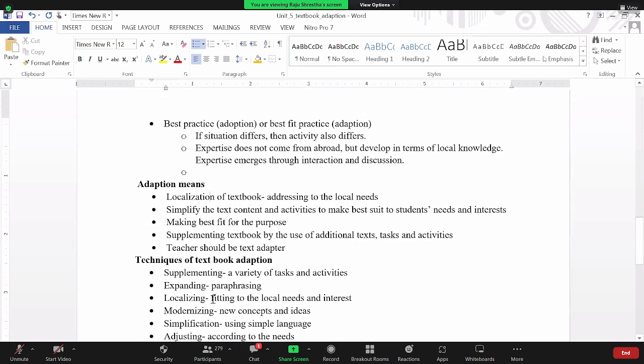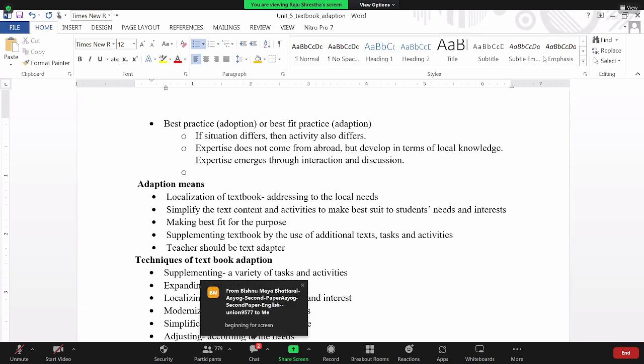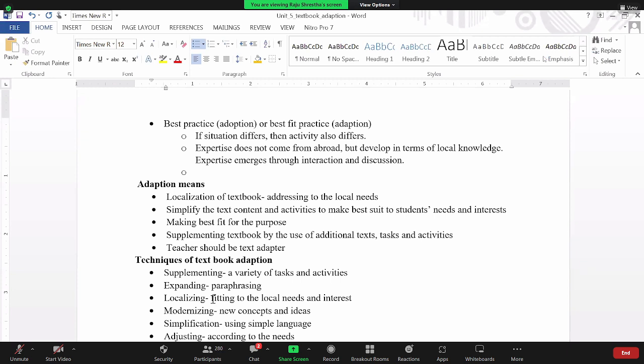So localization, adaptation meaning localizing of the textbook, addressing the local needs. So we don't dictate textbook, we don't tell every line, every sentence, every detail from the textbook. Textbook is just context with you. From that context we can design our own activities. Then we can add some activities, we can remove some activities which we feel not relevant and useful there. This kind of authority teachers have, they can do.